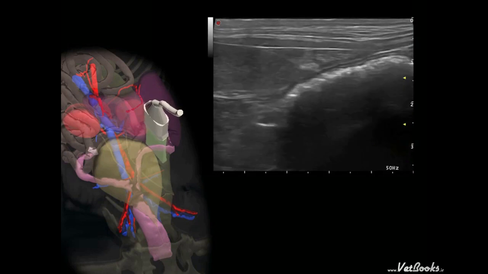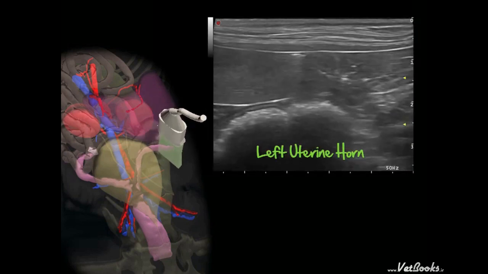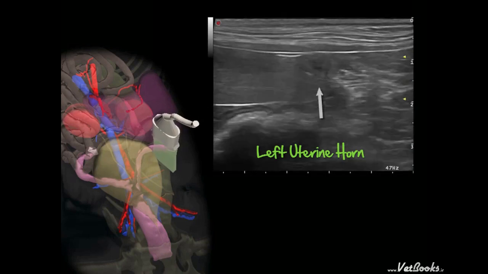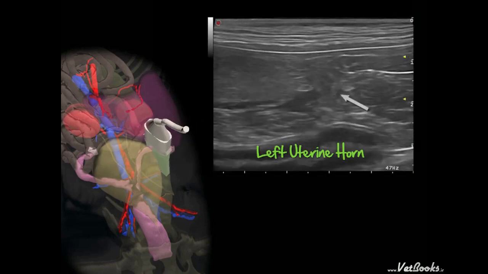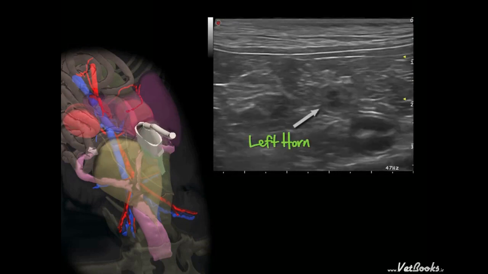The probe is gently moved caudally to identify the left uterine horn and follow it toward the uterine body. This is not always easy to do, especially when the horn is small or when GI contents get in the way or if the patient is obese. All of these factors will limit visibility.